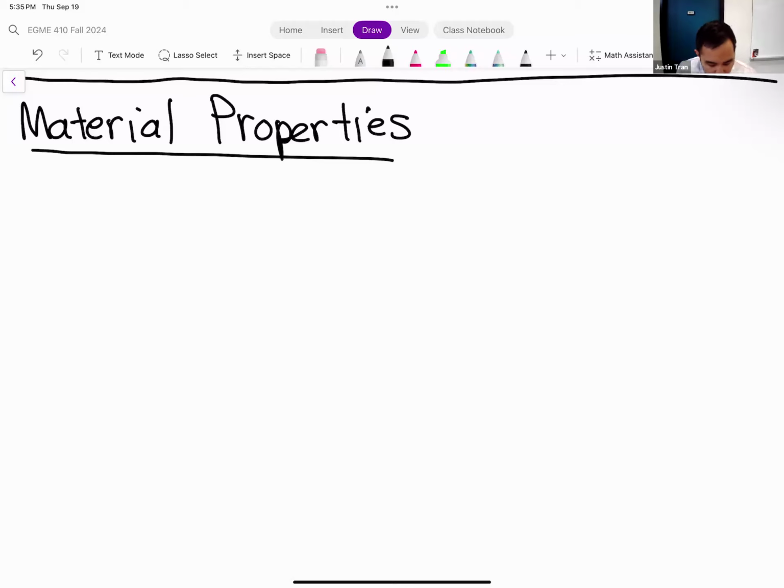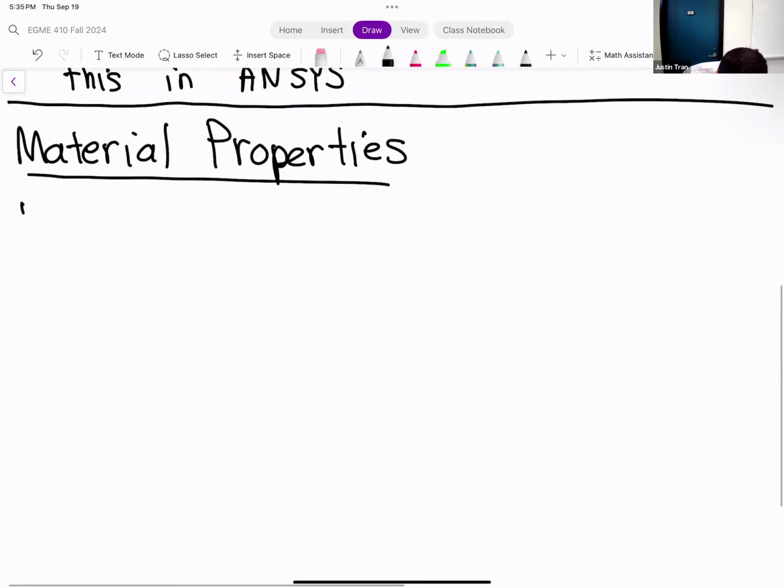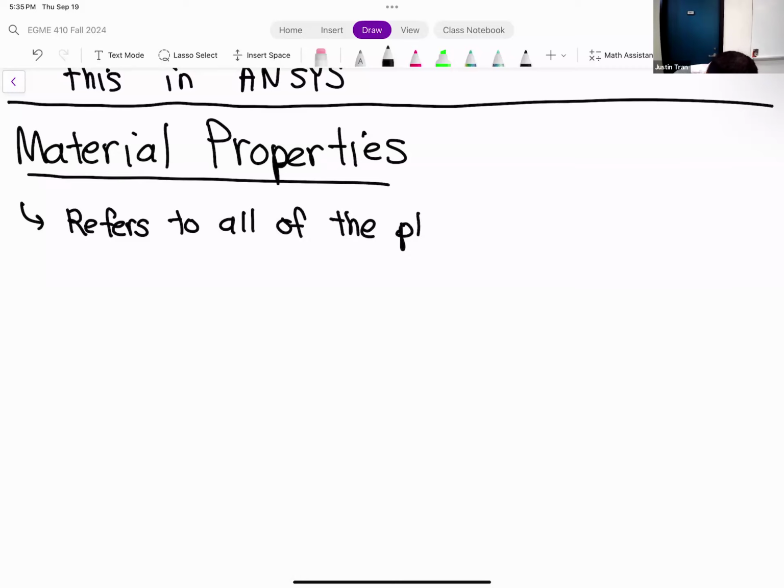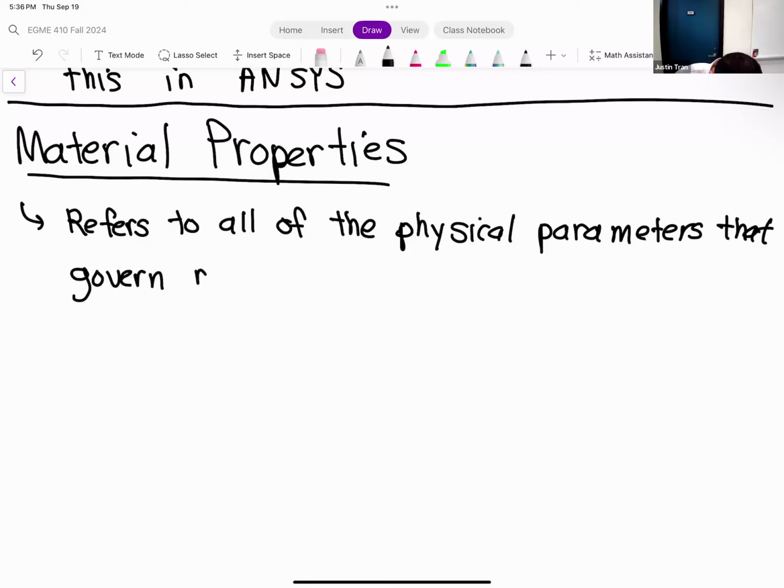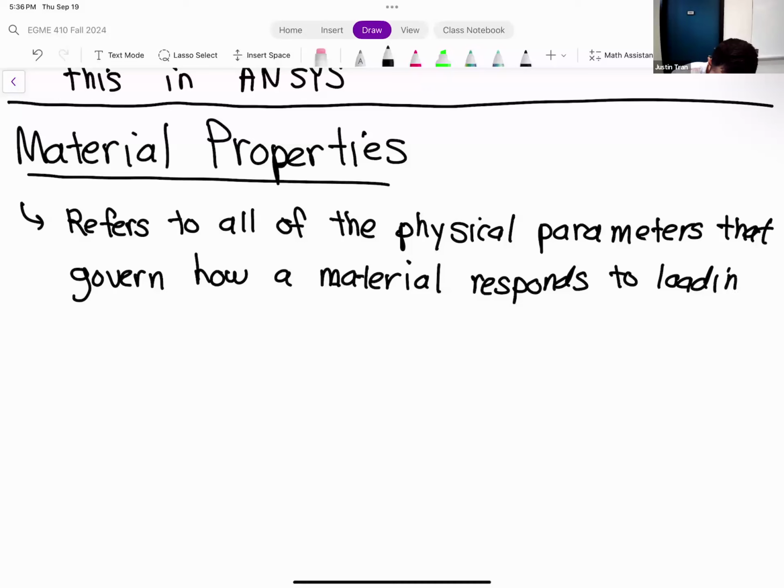Okay, so what are material properties? Material properties is kind of the general term that I use to refer to all of the physical parameters of the material that affect how it responds to exterior load. Okay.